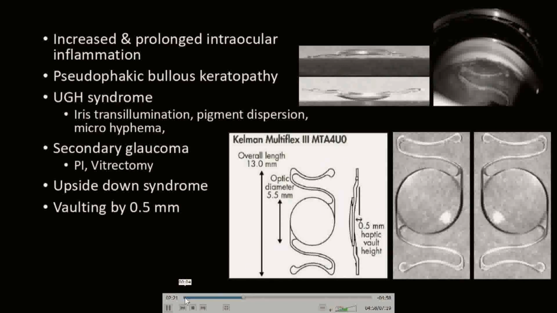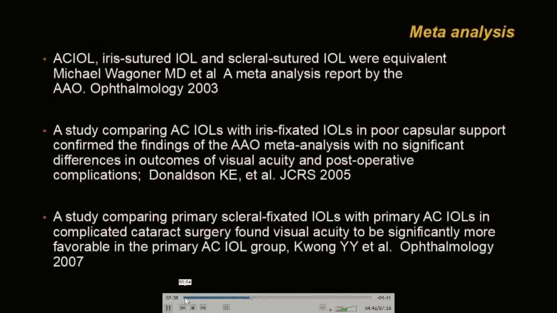Is it accepted in the literature? Yes, as late as 2003 to 2007, there are a couple of articles. One is a meta-analysis published by the American Academy, where all three kinds of secondary IOLs are equivalent as far as results are concerned. Michael Wegener and Donaldson reported that there is no significant difference in the outcome of visual acuity and postoperative complications. A couple of studies even said that the results of AIOL are superior to any other kind of lens.